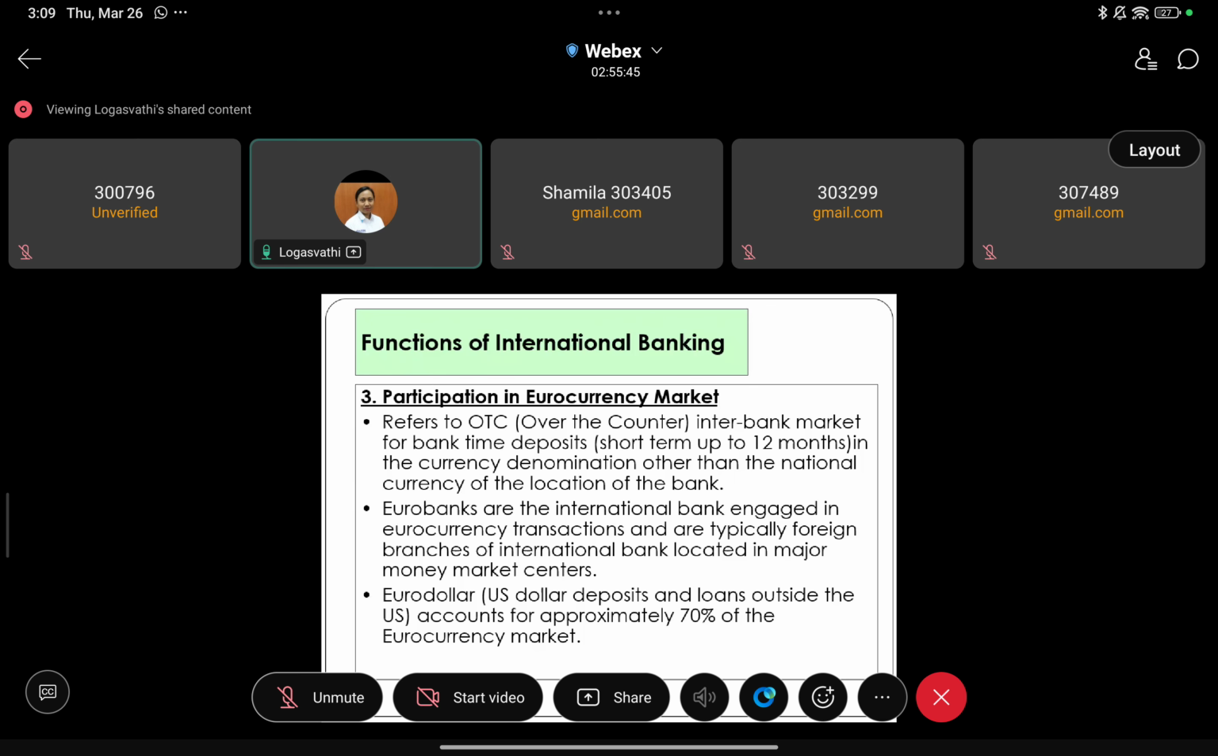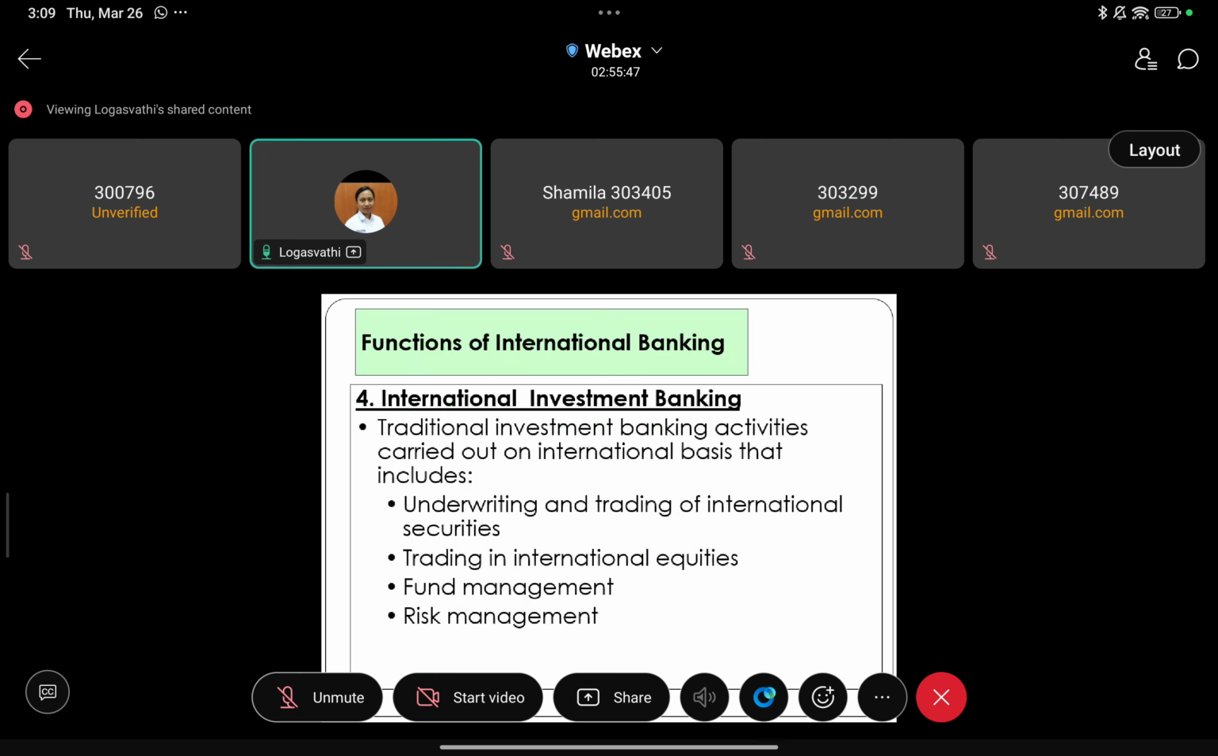All right. Next, we have international investment banking. Normally the international bank will act as an agent for investors to buy and sell securities and equities, the financial securities and financial equities, such as bonds, notes, T-bills, shares, preferred shares, common shares, IPOs, and so on. All right.